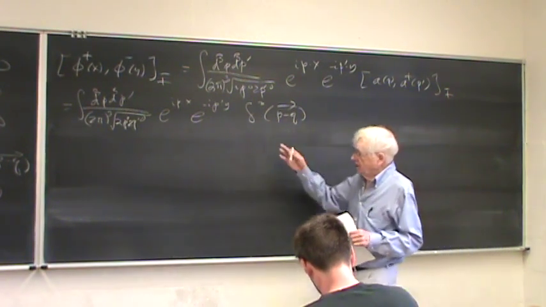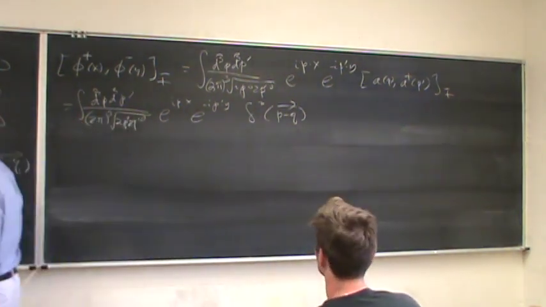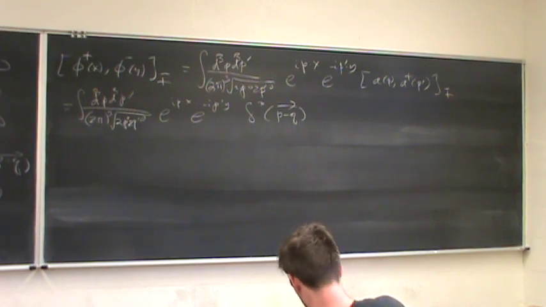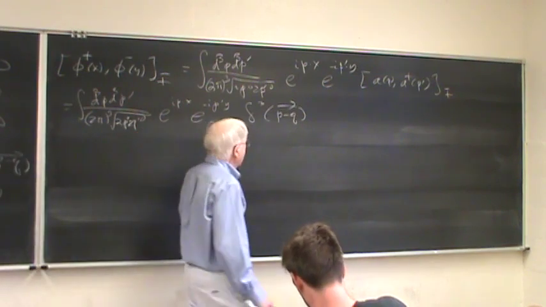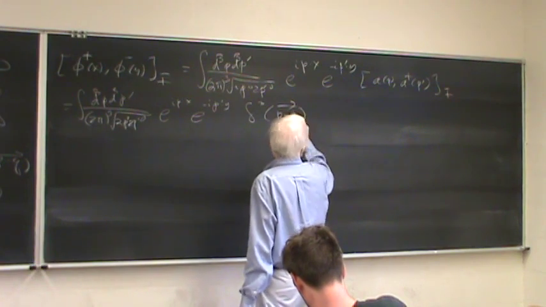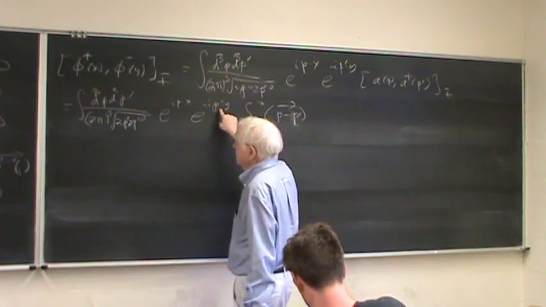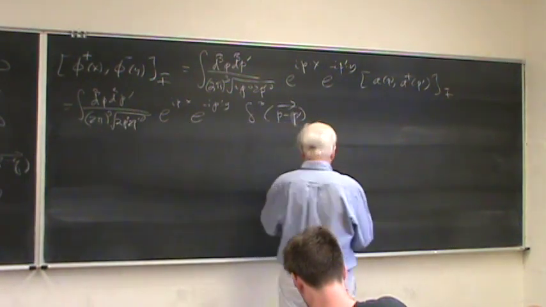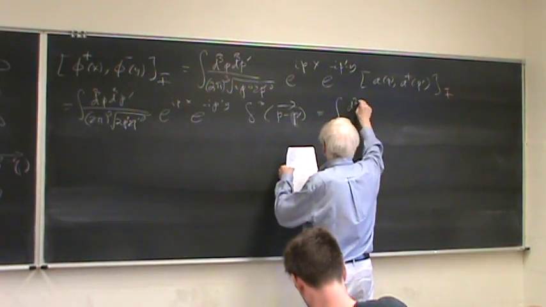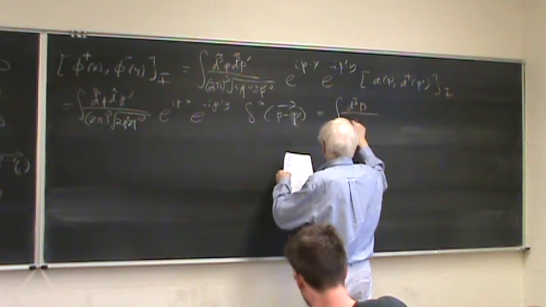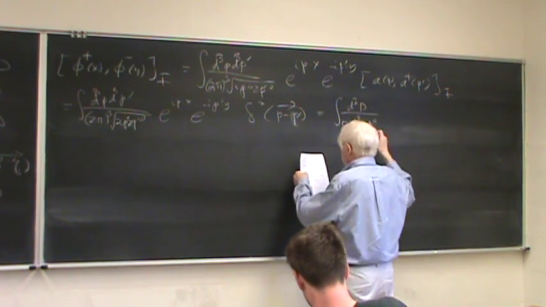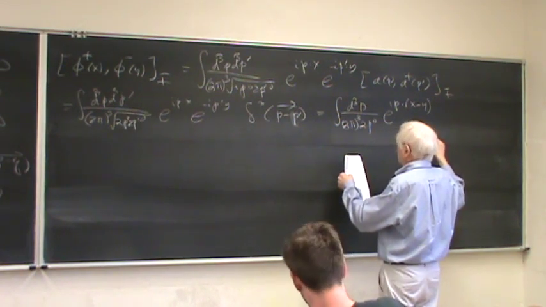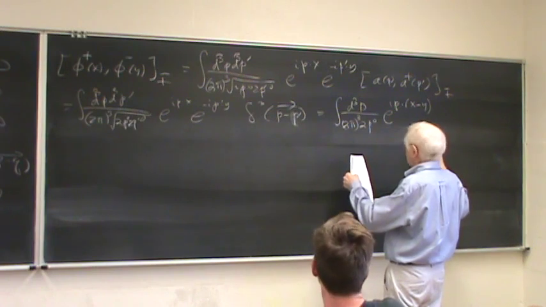And now, one of the things you learn when you deal with a subject that has lots of Fourier transforms, and this is especially true of quantum field theory, is that Dirac's delta function is your best friend. This is p minus p prime. You can do the p prime integration instantly. You just set p prime equal to p. And so this gives you the integral d^3p over (2 pi)^3 2p0, e to the i p dot (x minus y). And that's it. Okay.